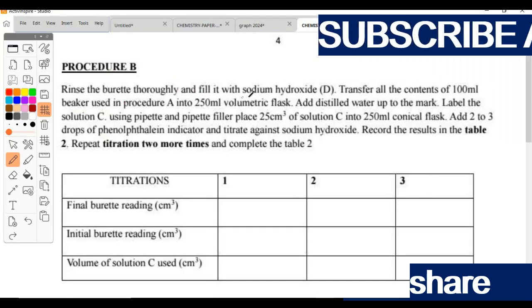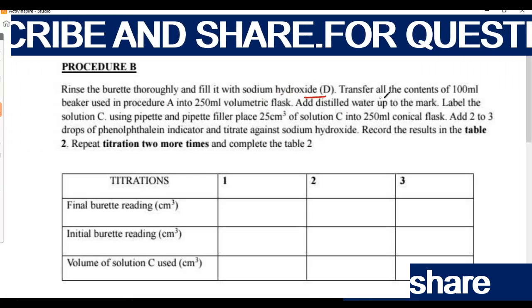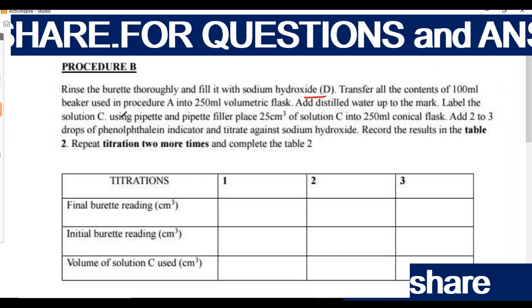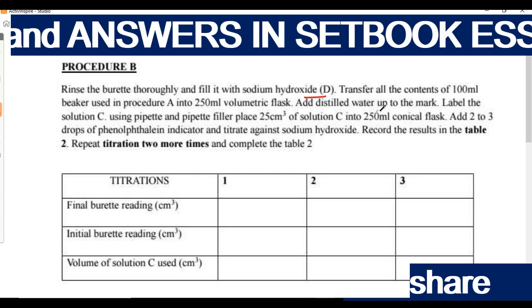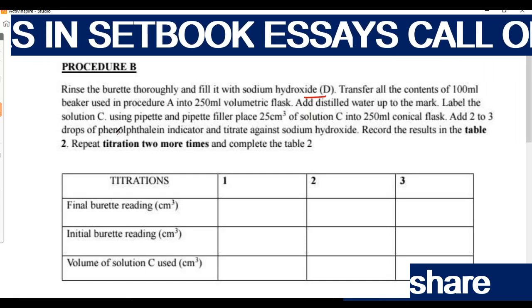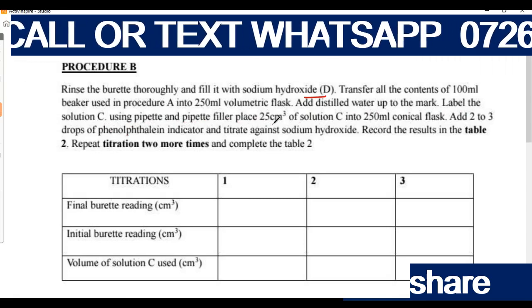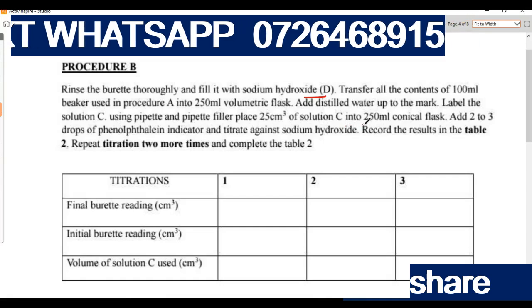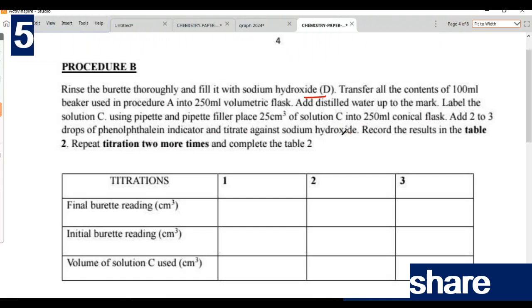Rinse and deplete with sodium hydroxide solution D. Transfer all the contents used in procedure A into this volumetric flask. Add distilled water up to the mark. Label the solution C. Using a pipette and a pipette filler, place 25 centimeters cube of solution C in the conical flask. Add to this phenolphthalein drops and then fill the table.